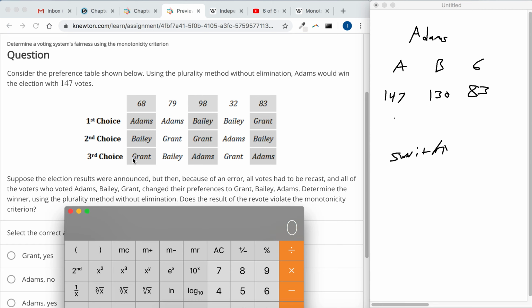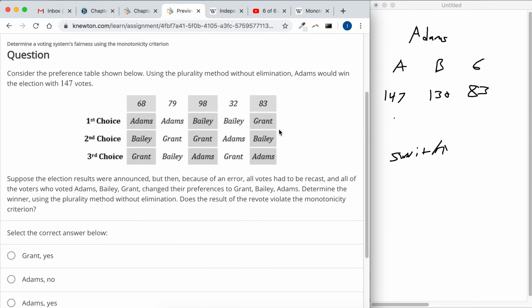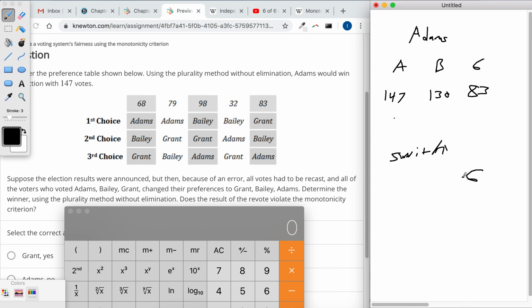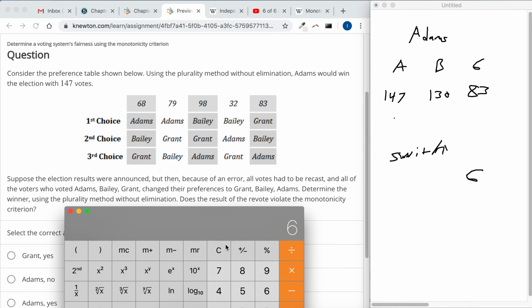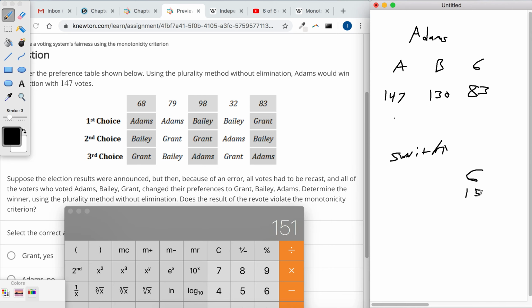Okay, but they switched. Now all of a sudden, Grant, they said, was going to be first here. Grant is first, then Bailey, then Adams. So now Grant has the 68 plus 83. So 68 plus 83. Now Grant has 151 votes. I think you can see what's happening here, right? Bailey still has the 130. Nothing changed there. And Adams dropped to having just 79 votes because of this column. Because, again, we're saying this is what happens after you switch Adams and Grant. So that means Grant is now the winner, okay?